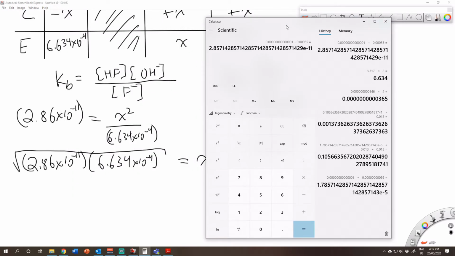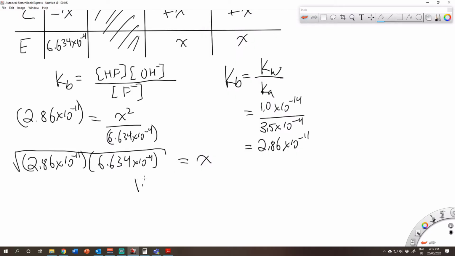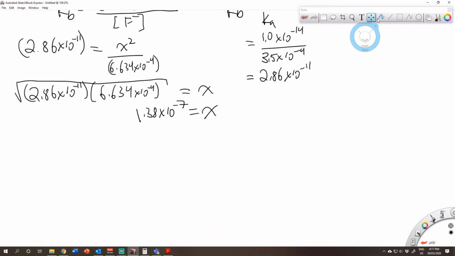Okay, here we go. There's the 2.86, so multiply that by 6.634 times 10 to the negative 4, and then we'll square root that. We get 1.376, so 1.38 times 10 to the negative 7. That's equal to x. And this is the concentration of the HF and the concentration of OH minus.